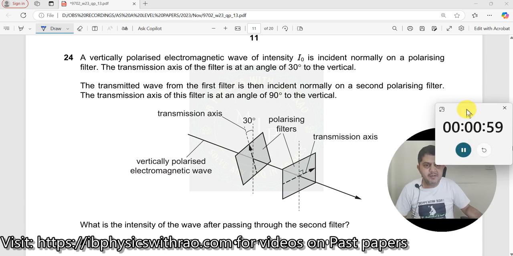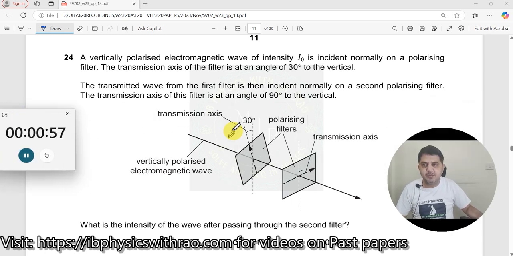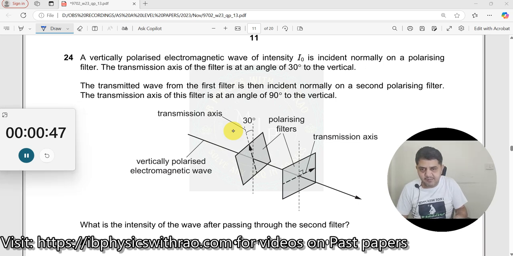Question number 24. Now, a vertically polarized electromagnetic wave of intensity I naught is incident normally on a polarizing filter. This is not an unpolarized one, this is a vertically polarized one. The transmission axis of the filter is at an angle of 30 degrees to the vertical.